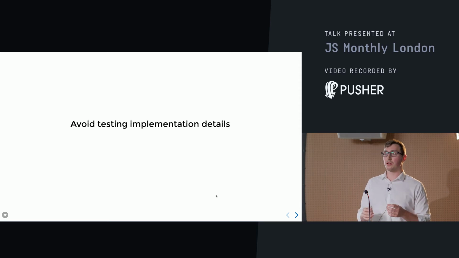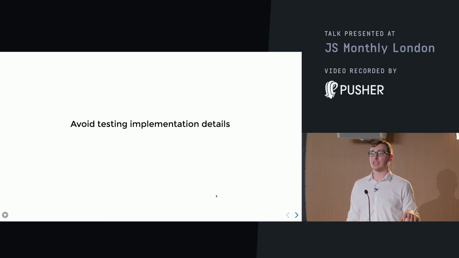When you think about a component contract, you think that the ultimate agreement between your component and the rest of the application is this output, which means that you won't test any implementation details because it's not part of the output.